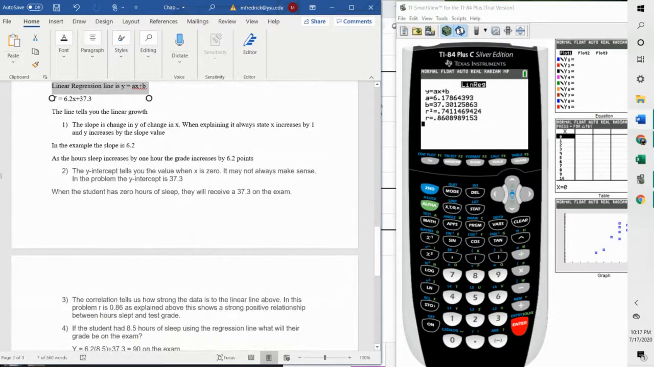The y-intercept is the 37.3, and it tells you when your X value is 0. So if a student had 0 hours of sleep, they'll probably receive about a 37.3 on the exam.